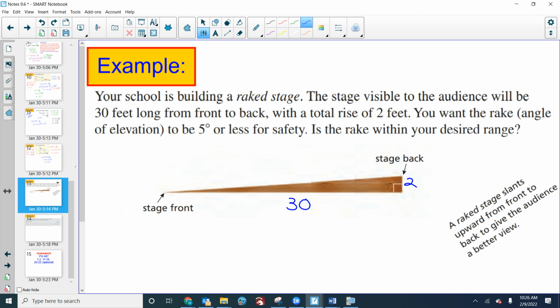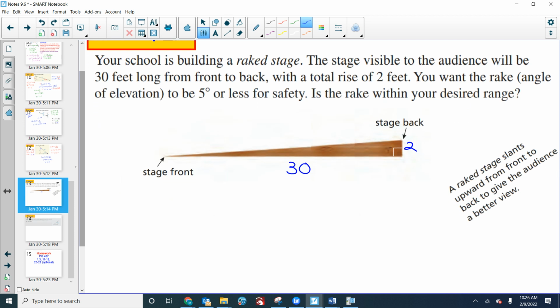Should I put a 5-degree angle here? No. I'm going to uncover the angle and check to see if it is 5 or less. Well, here's the angle I want to find. What two sides am I going to use? So I'm going to use the tangent. Let's call this angle A. The tangent of A. Now, are you guys reading this the same way I am, that that's 30? Or would you think that the hypotenuse would be 30?